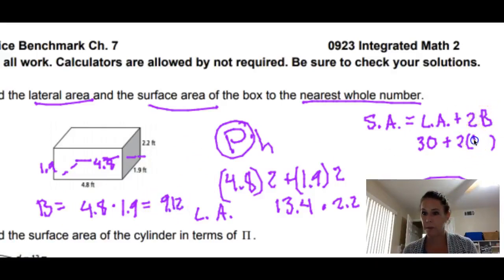There are 2 of them, so I'm going to put 9.12 here into my little formula. Multiply that by 2. I'm going to get 18.24. Add that to 30, and I'm going to get 48.24. Since I'm rounding to the nearest whole number, it rounds down to 48. 48 feet, and it will be feet squared. It is area, and that will be my surface area. All right, there's number 1.